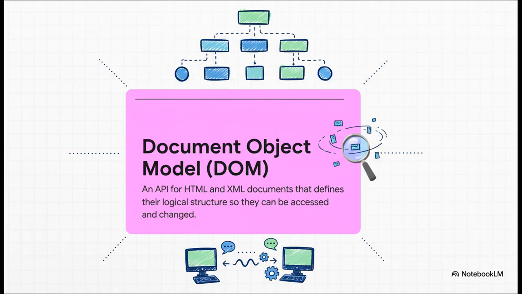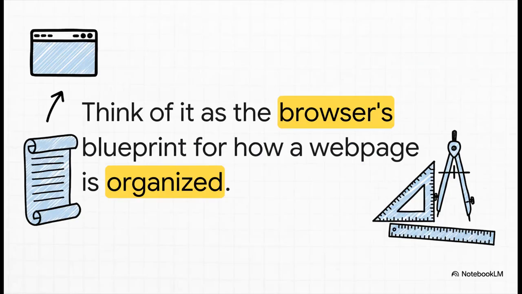The slide mentions it's an API, which is really just a set of rules that lets different programs talk to each other. In this case, the DOM is the special language that lets scripts communicate with and understand the structure of a web page. So when your browser gets the code for a website, it uses the DOM to translate all that code into a plan it can actually use. This blueprint tells the browser exactly where everything goes, every button, every image, every single chunk of text.